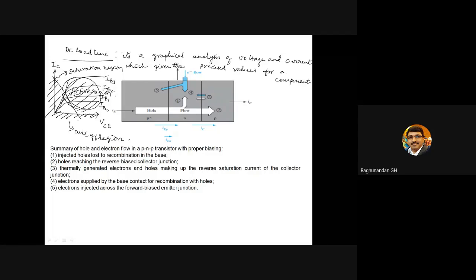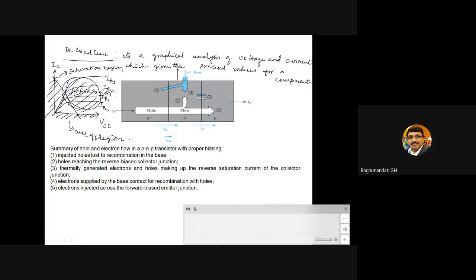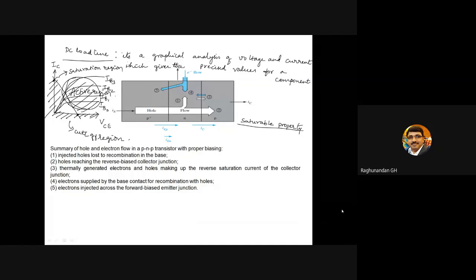Coming back to the DC load line, what does it give? This DC load line gives us 2 points: one point along the x-axis and one point along the y-axis. This will give you the maximum current and maximum voltage the transistor can possess. What is the maximum voltage it can possess? Does anyone remember this word, the saturable property, from basic electronics?